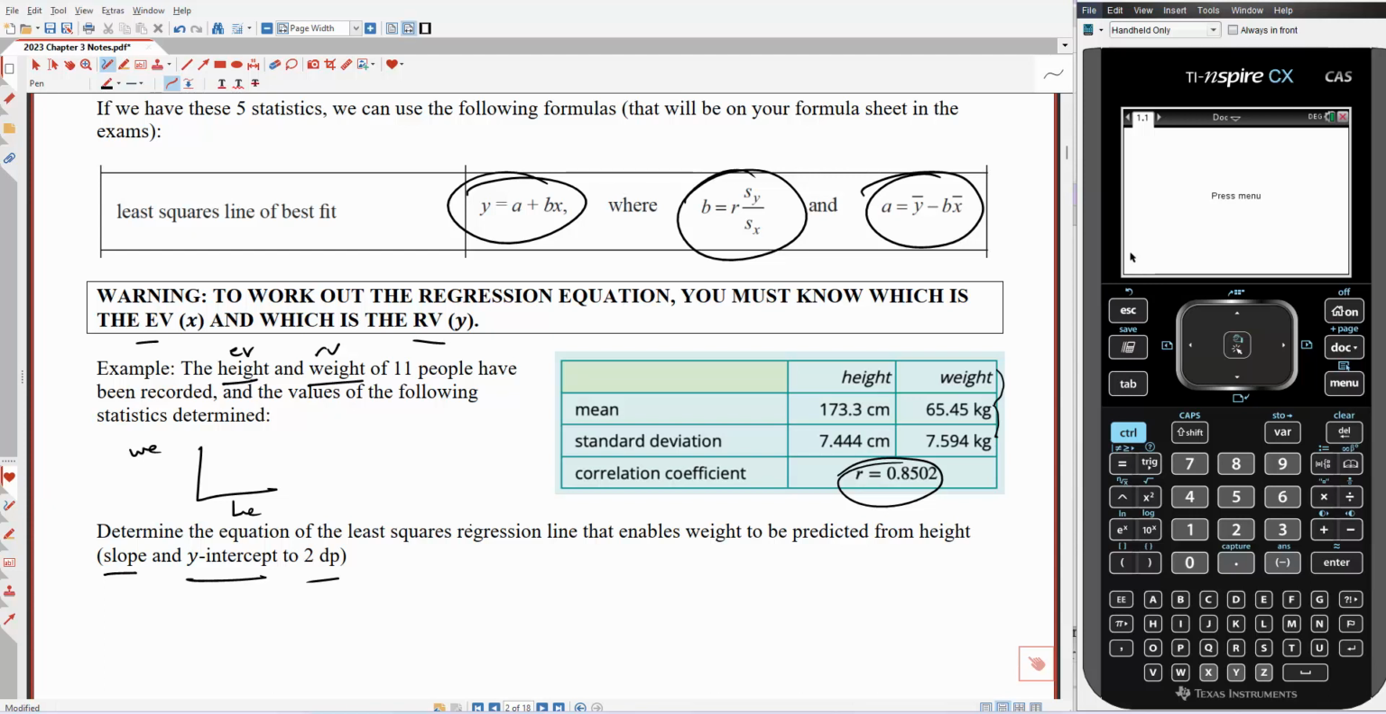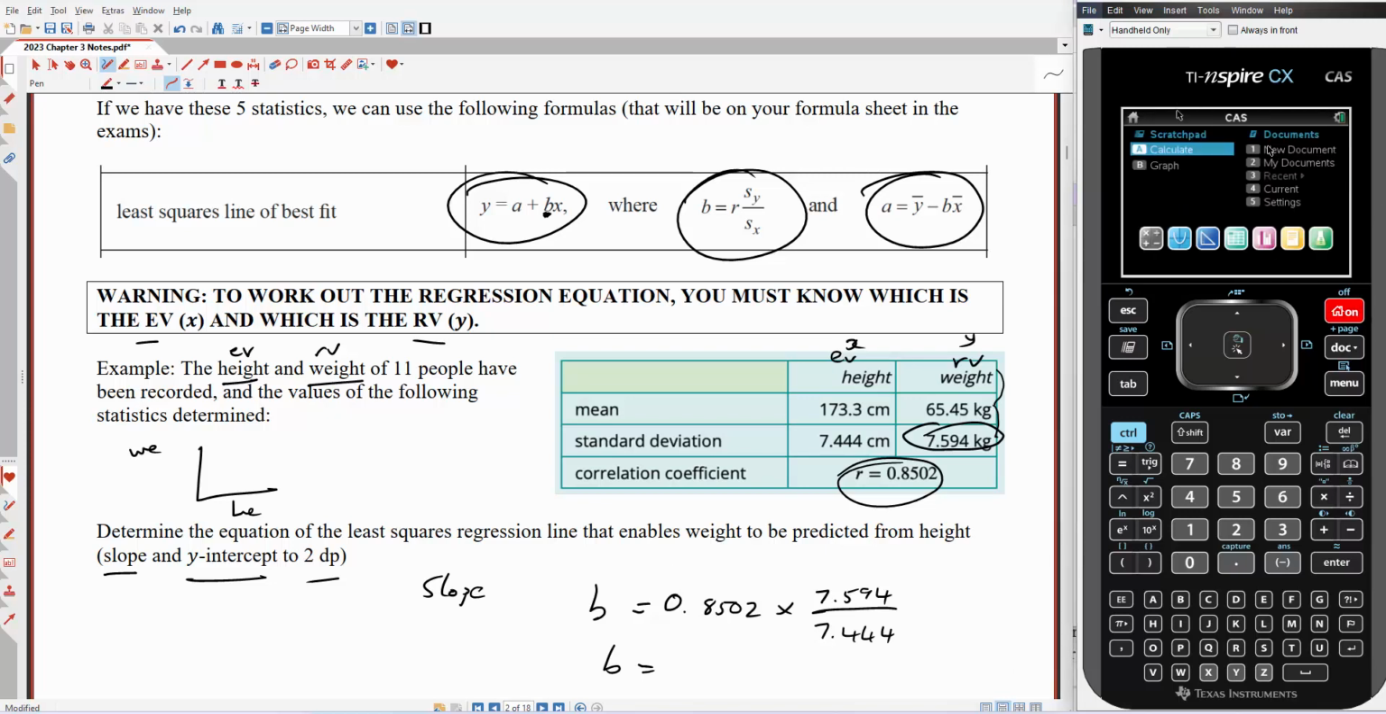Okay, so the first thing we'll get, I think, is the slope. And the slope is, according to this here, this B value here. So to get the slope, all we need to do is go B equals R, which is 0.8502, the R value, multiplied by the standard deviation of the Y variable. So remember, height is X or EV, and weight is the RV. So it's Y over X. So we're going to do the standard deviation of Y, which is 7.594, over 7.444. And this is going to give us our slope or our gradient.